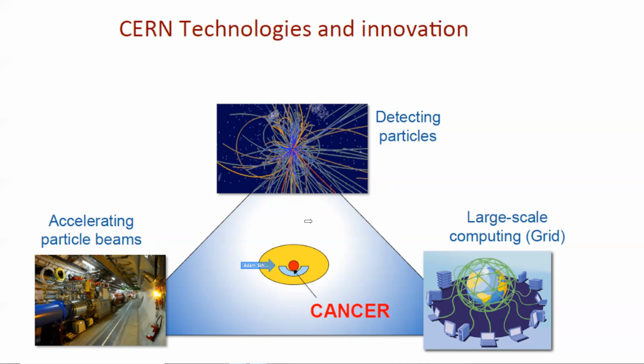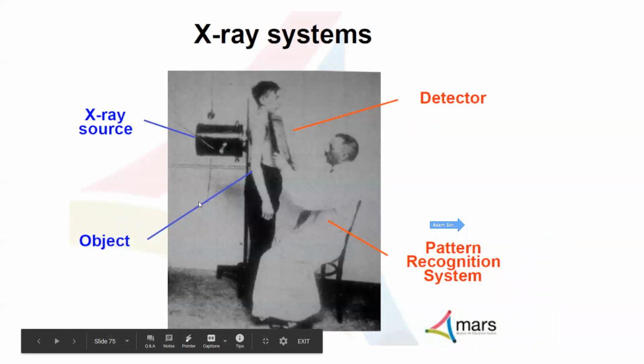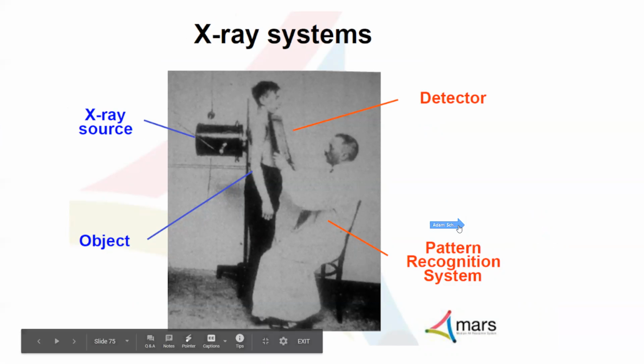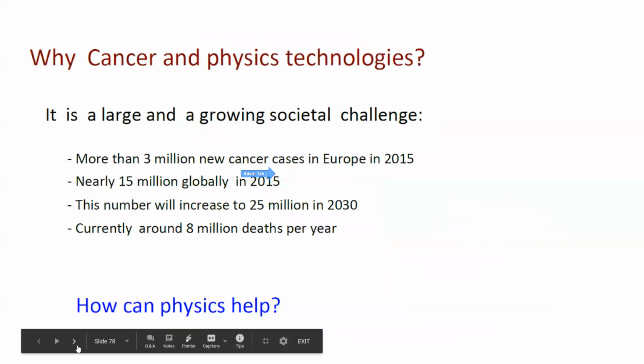So first is accelerating particles. Second is detecting particles. The third is using computing to analyze that. Before, we used to, right? We had an accelerator, X-ray source. We had a detector, right? And then we had something that did all of the processing. It was a doctor, okay? And the object, right, was the whole person, but we were trying to look at certain things inside of them, okay?